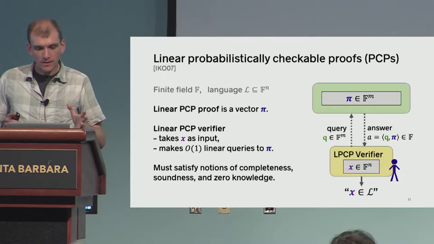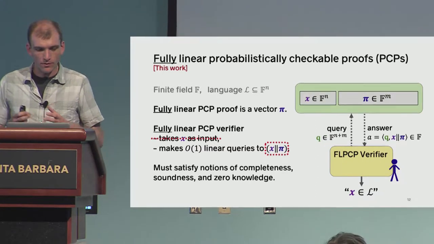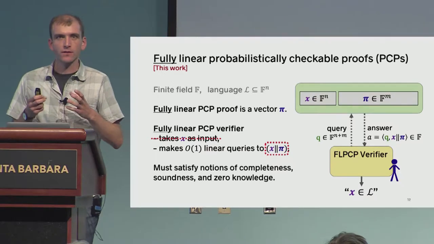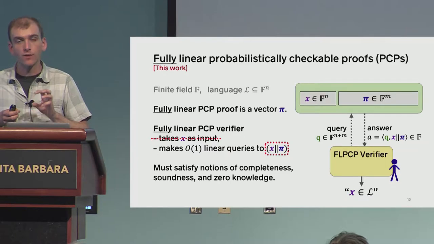Okay, so that's what a linear PCP is. What a fully linear PCP is, which is the new idea in this work, the new abstraction, is very, very similar, except now the verifier doesn't actually have explicit access to the input either.